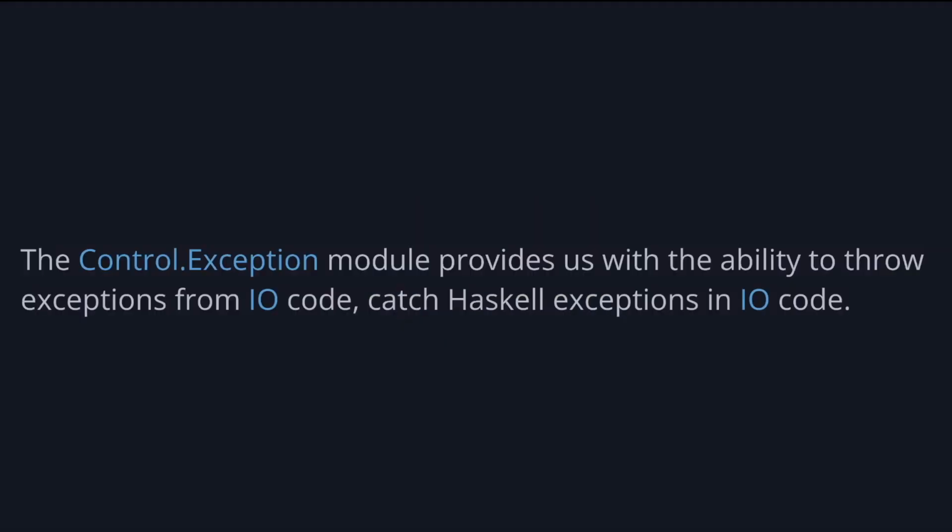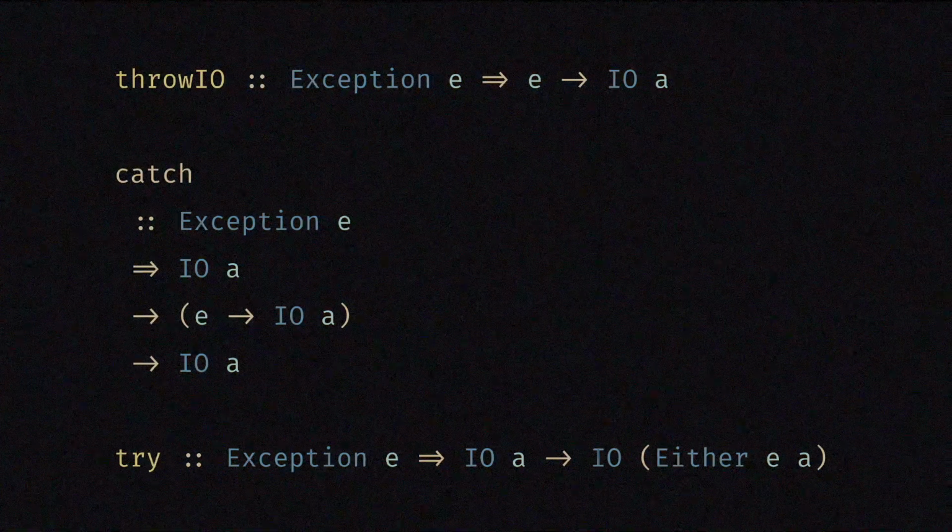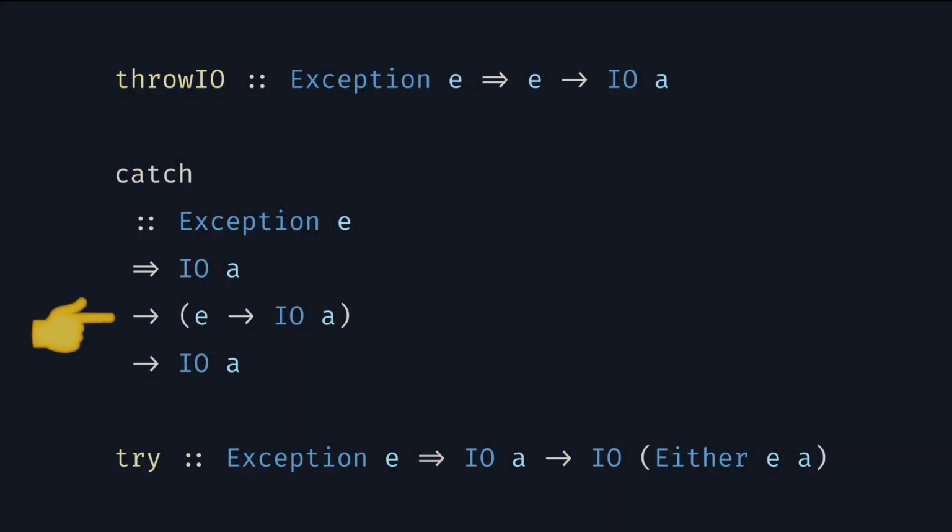The Control.Exception module provides us with the ability to throw exceptions from IO code, catch Haskell exceptions in IO code, and so on. For example, we can use throwIO to throw these exceptions; catch takes the computation to run, and a handler to invoke if an exception is raised; and try can convert an exception to an Either. The important part of this type signature is the Exception type class. By making a type an instance of the Exception type class, we can throw and catch it in IO code. So let's give it a try.